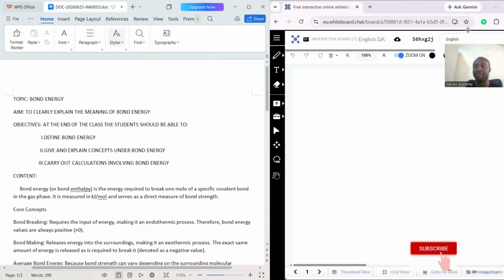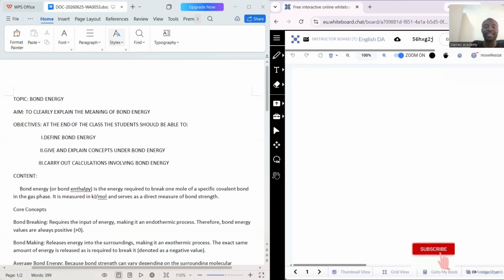Now when we say bond energy, what do we mean? Bond energy can be defined as the energy that is required to break one mole of a specific covalent bond in the gaseous phase. Bond energy, which is also called bond enthalpy, is the energy needed to break one mole of a specific covalent bond in the gaseous phase. That is how bond energy is defined.